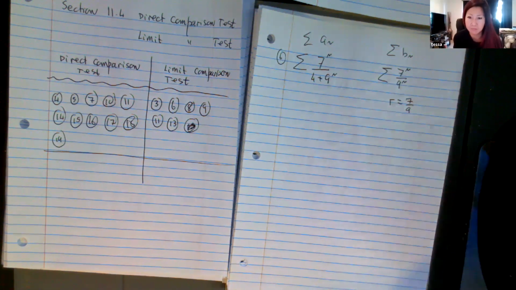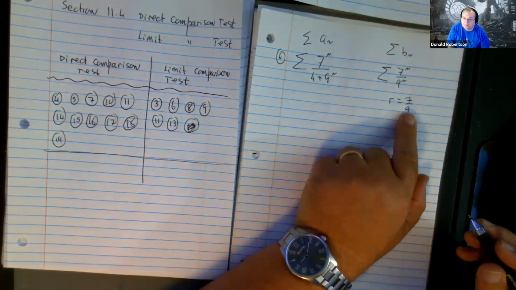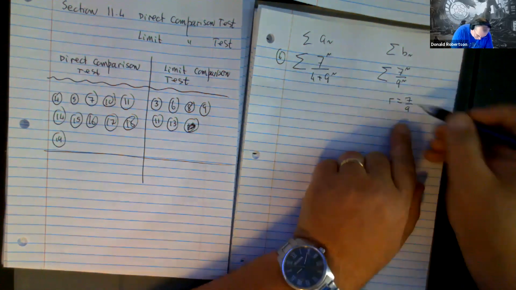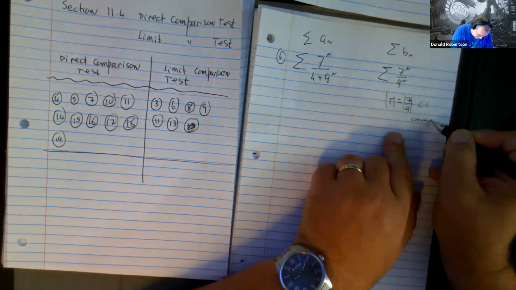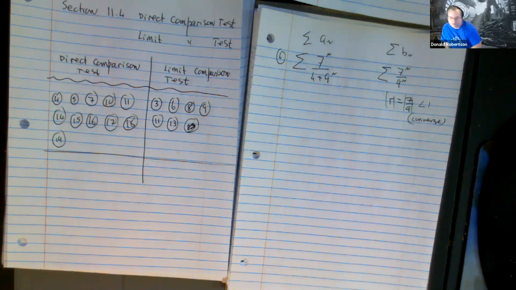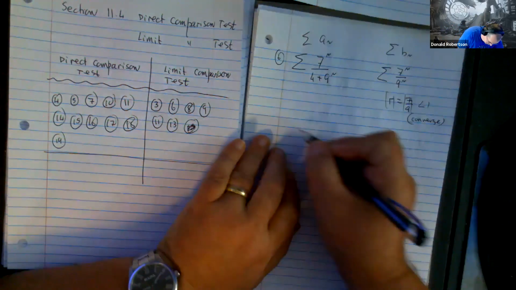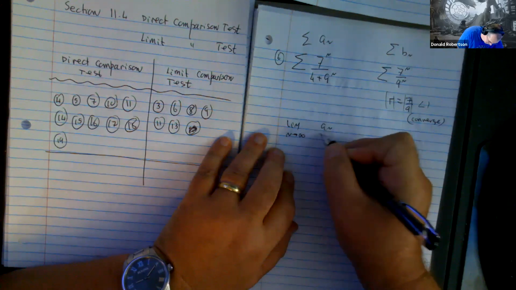Is 7/9 less than 1? Yes. Less than 1, so it's going to converge. So don't I just need to check that the limit as n tends to infinity of an over bn is a number? And if it is, we're good to go. We can now say that it converges. So I'm going to find the limit as n tends to infinity of an over bn.